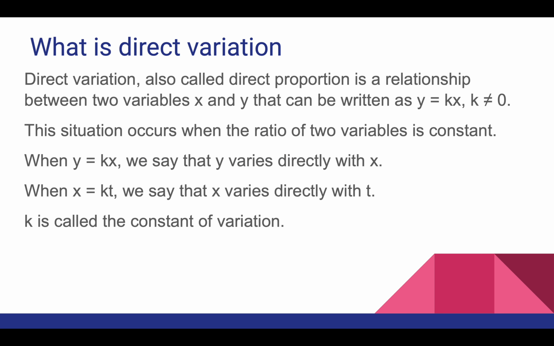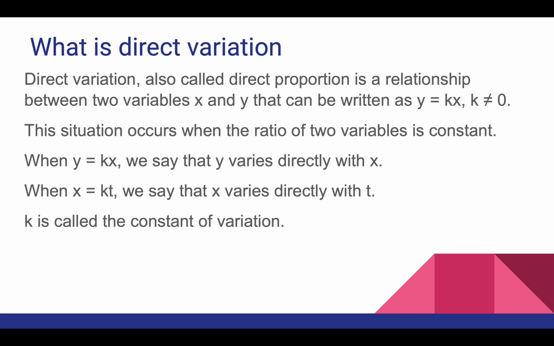Direct variation. What is direct variation? Direct variation, also called direct proportion, is a relationship between two variables, x and y, that can be written as y equals kx, and k is different from 0. This situation occurs when the ratio of two variables is constant. When y equals kx, we say that y varies directly with x.